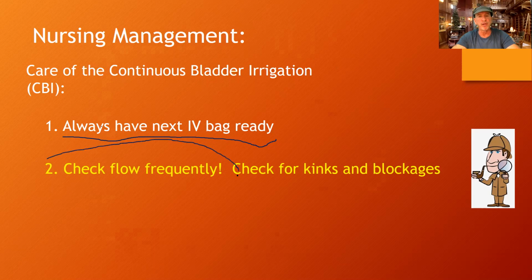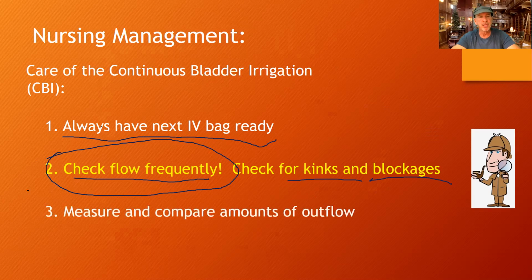Check the flow frequently. Also check and make sure that the tube coming out is not kinked, and blockages will be blood clots. You may have to clear those blood clots. So, check what's going in and what's coming out. Keep a close eye on that. Very, very important. And measure and compare the amounts.